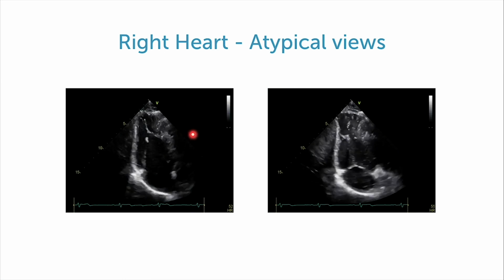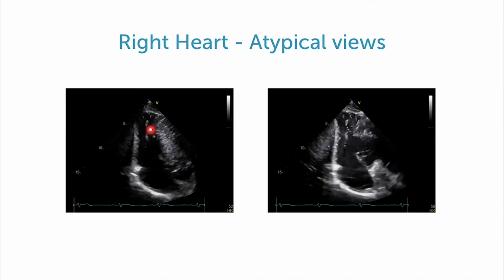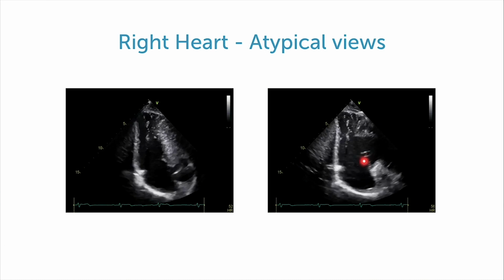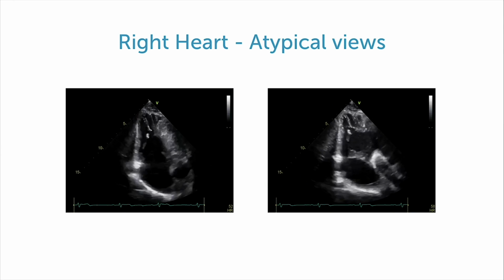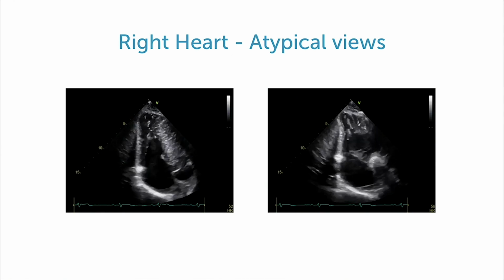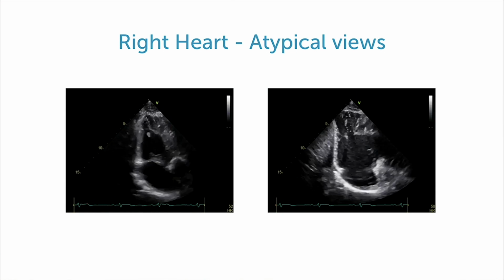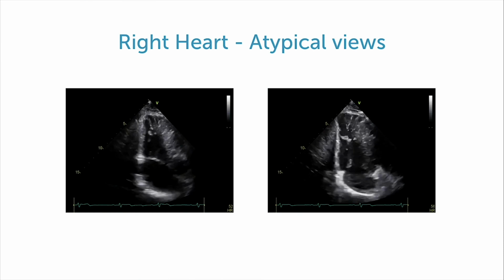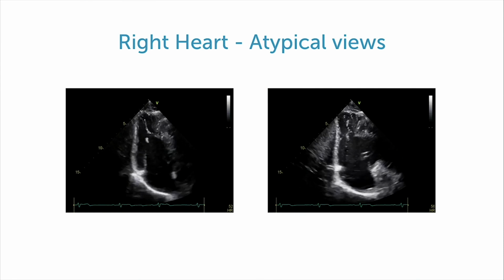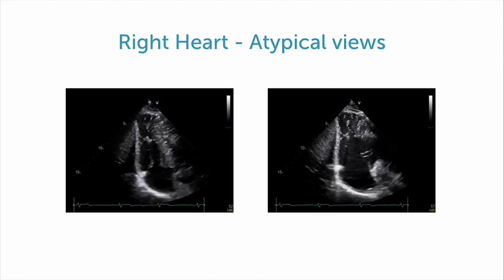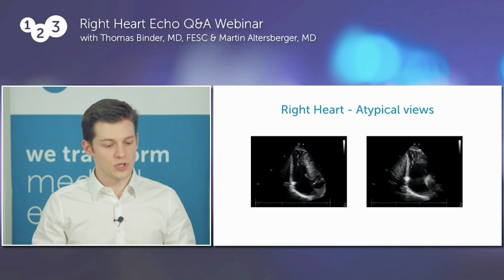Here you see a two-chamber view of the right heart. You see the right atrium and the right ventricle, and here a right ventricular inflow-outflow tract view. So how can you achieve those views? You start in a normal four-chamber view, and then, like with the left ventricle, you just turn the transducer counterclockwise, then you get to the right ventricular inflow-outflow tract view, and if you rotate a little bit more, you get to the right heart two-chamber view.